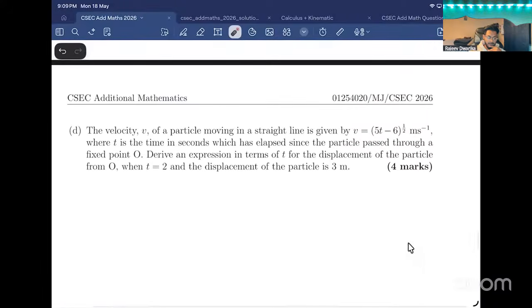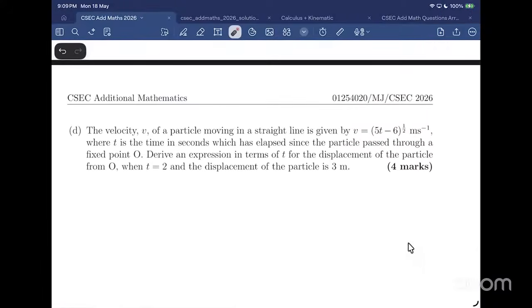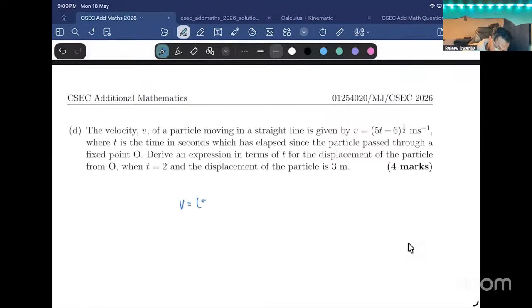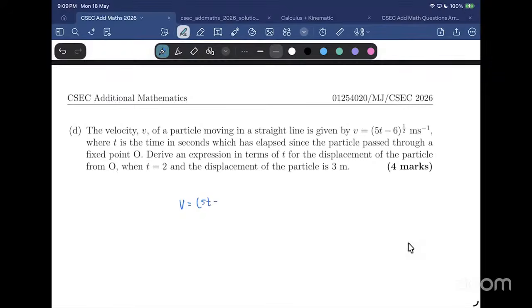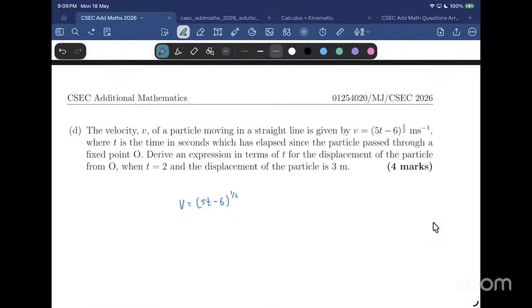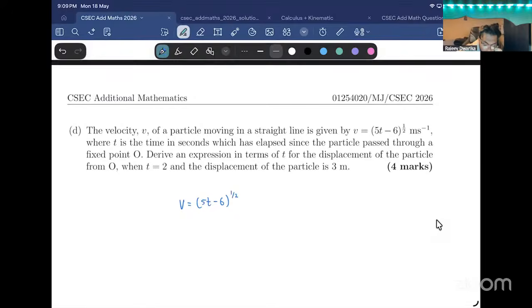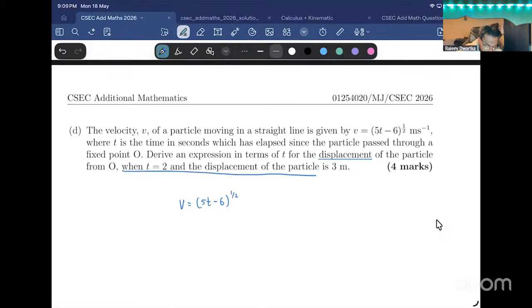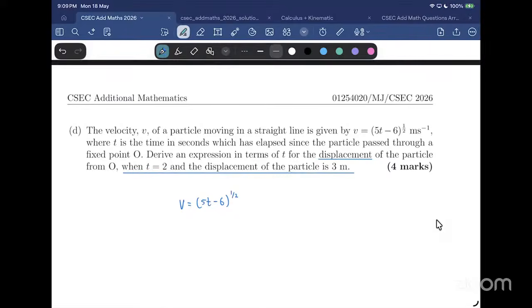The velocity v of a particle moving in a straight line is given by v is equal to 5t minus 6 to the power a half, where t is the time in seconds which elapsed since the particle passed through A, fixed point O. Derive an expression of t for the displacement of the particle from O. So we want to find a function for displacement. And they gave us a condition. So they told us when the time was 2 seconds, the particle had a displacement of 3.